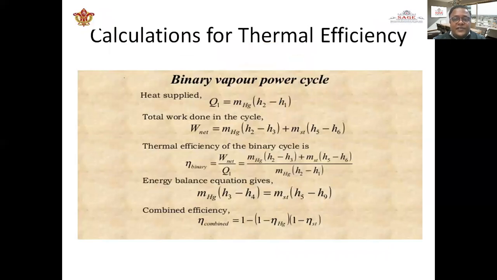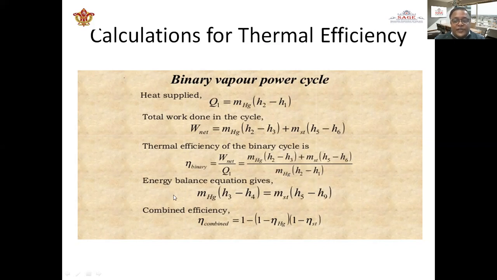Calculation of the thermal efficiency of the binary vapor cycle: the heat supplied is represented by the formula Q1 equal to m of mercury times (h2 minus h1), as represented in the diagram. The total work done in the cycle is the mercury turbine work done plus the steam turbine work done, that is m of mercury times (h2 minus h3) plus m of steam times (h5 minus h6). The thermal efficiency of the binary cycle is the net work done upon the heat supplied. The heat supplied is the mass of mercury times (h2 minus h1), the enthalpy difference of the heat supplied.